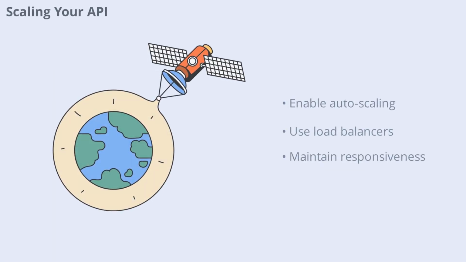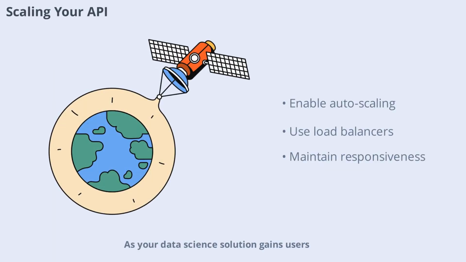As your data science solution gains users, you may need to scale your API to handle increased demand. Cloud platforms offer auto-scaling features that automatically adjust resources based on traffic. You can also use load balancers to distribute requests evenly across multiple instances. Proper scaling ensures your API remains responsive and reliable, even during peak usage.